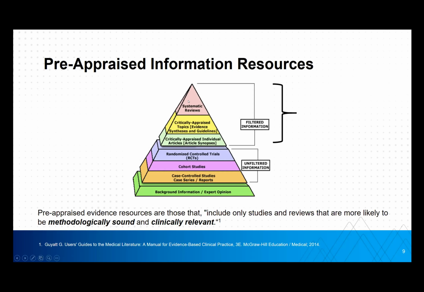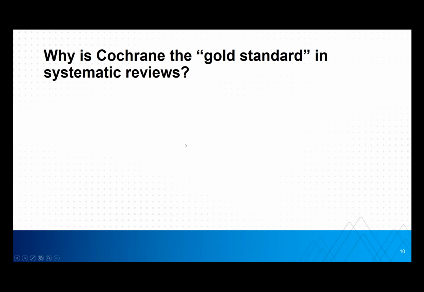So we're going to look at the Cochrane Database of Systematic Reviews, and then we will talk about a critically appraised individual article database or source called ACP Journal Club. So I want to just ever so briefly touch on why Cochrane is considered the gold standard in systematic reviews. You may have heard that, oh, Cochrane, it's the gold standard. Cochrane reviews are the gold standard.